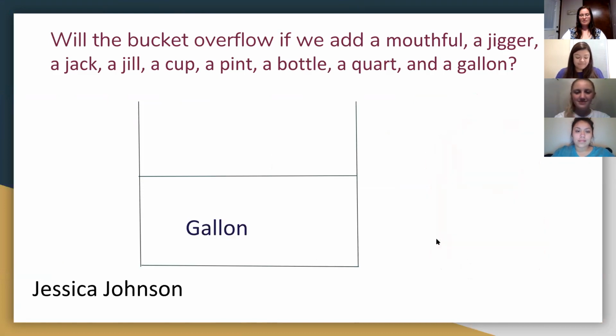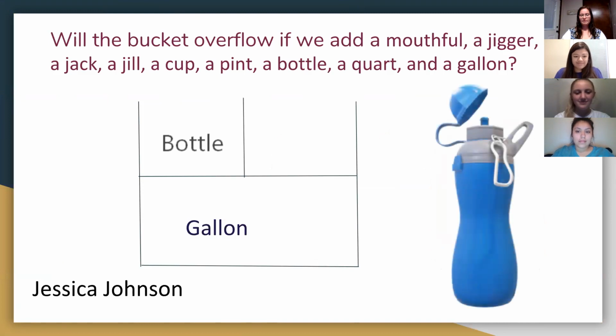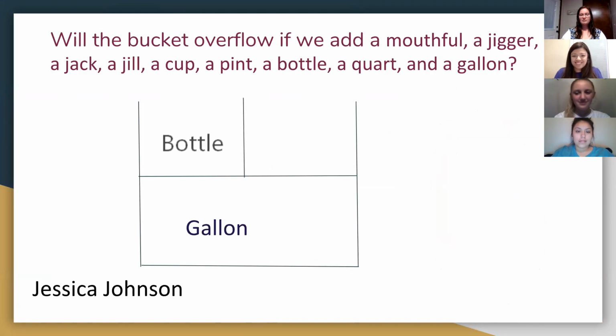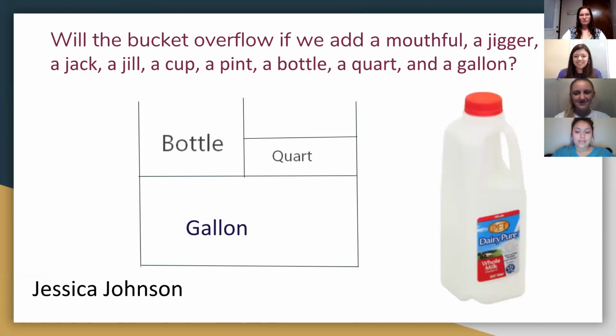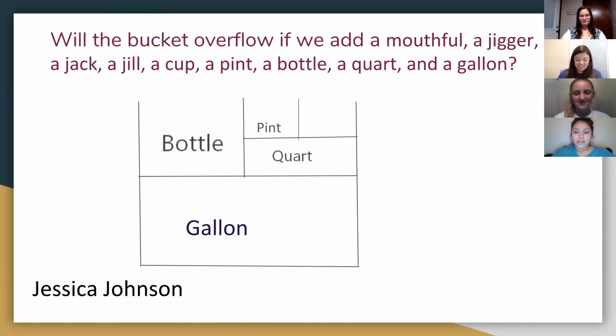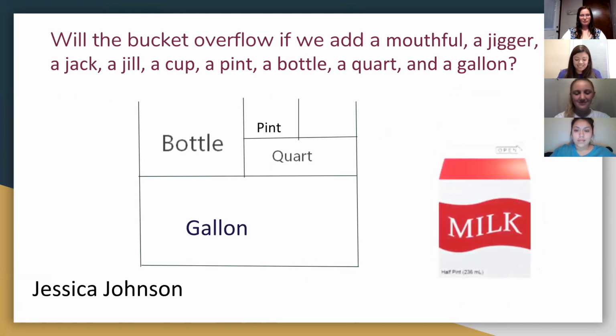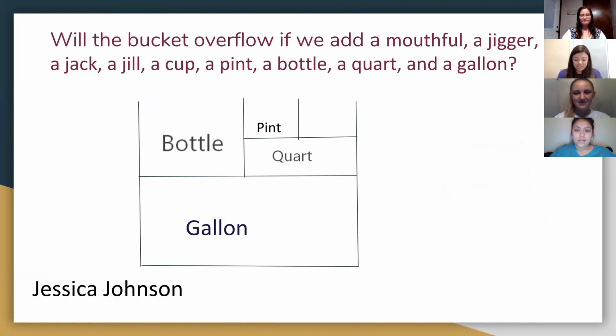A bottle will take up half of the bucket this way. A quart will take up half of what's left over. A bottle will take up half of what's left over. And a pint will take up half of what's left over. And a jill will take half of what's left over.